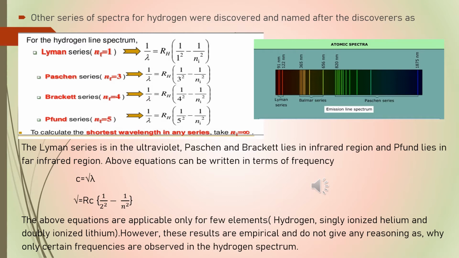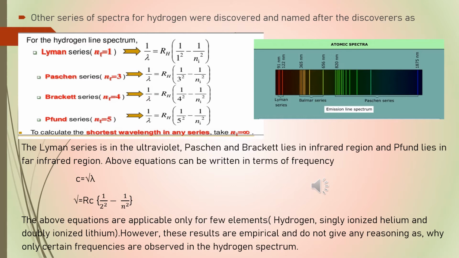Similarly, for the Paschen series, the final state corresponds to n equal to 3 and the initial states of an electron correspond to 4, 5, 6 and so on. For the Brackett series, n equal to 4 and n_i corresponds to 5, 6, 7 and so on. For the Pfund series, the final state is 5 and the initial states n_i are 6, 7, 8 and so on. To calculate the shortest wavelength in any of the above series, we can substitute n_i as infinity.